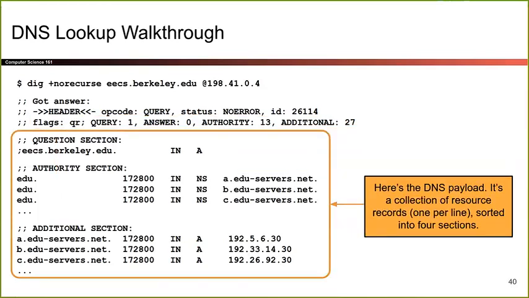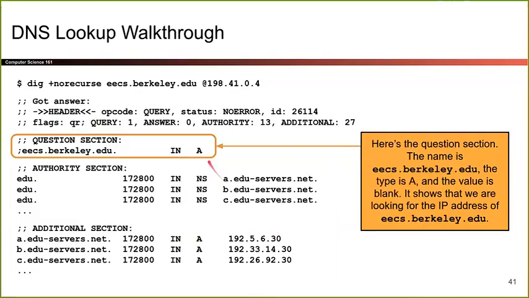Okay, now let's start digging into the actual records. So again, here's the payload. It's a collection of records. There's 1 per line, and it's sorted into 4 sections as we talked about. Okay, so start with question. Here's the question section. The name is ex.berkeley.edu. Remember, name value pair. So the name is this. The type is A because we're looking for an answer. And what's the value right here? Oh, it's blank. Why is the value blank? Because I don't know the answer. So that's why it's a question, because I don't know the answer.